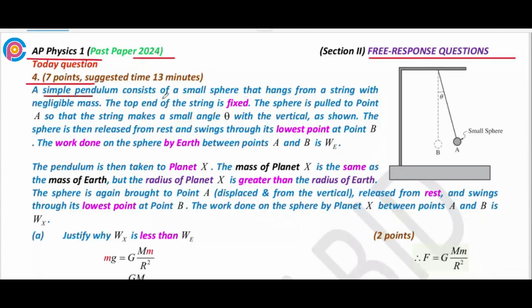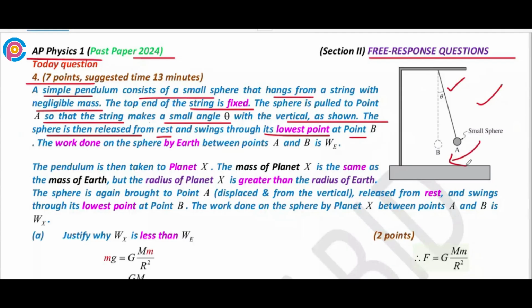A simple pendulum consists of a small sphere that hangs from a string of negligible mass. As shown in the figure, the top end of the string is fixed. The sphere is pulled to point A so that the string makes a small angle theta with the vertical, as shown. The sphere is then released from rest and swings through the lowest point at B, moving in this direction toward B. The work done on the sphere by Earth between points A and B is WE.